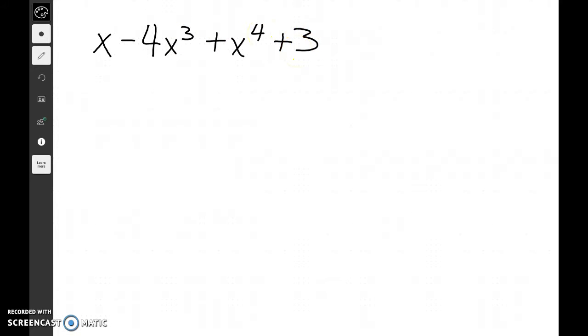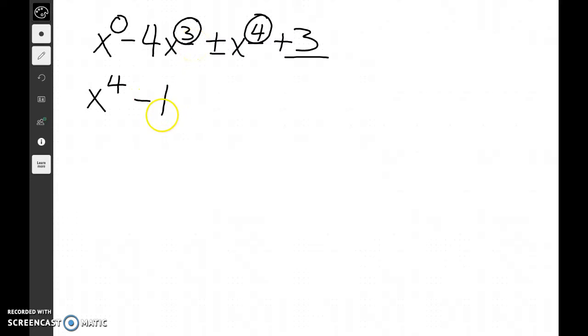Now, to work this problem out, we first want to put it in standard form, so we're going to pay attention to our exponents. Here we know that x has a power of 1, it's understood. This x has a power of 3. This x has a power of 4. And 3 is a constant, so it's going to come at the end no matter what. To write this in standard form, we start with our highest exponent, which is 4. So we write x to the fourth, and it's positive because there's a positive sign in front. Next, we write the next highest, which is 3, so that's negative 4x cubed.